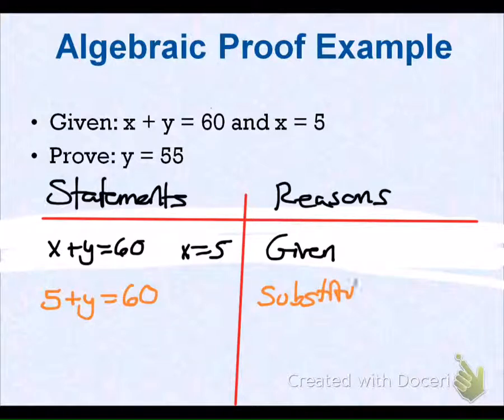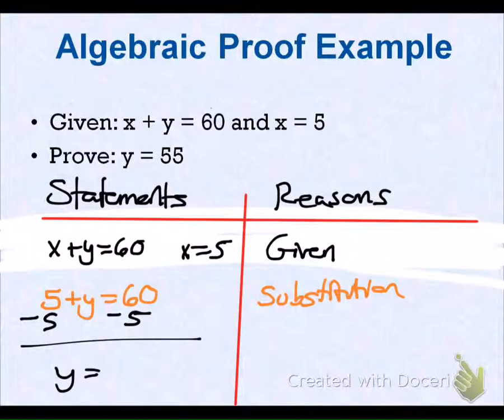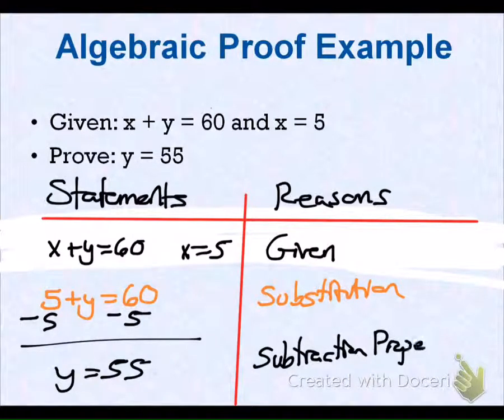Substitution, right? And then I want to prove y equals 55, so I need to get rid of that positive 5 on both sides. Subtract 5. And I was able to do that by the subtraction property. Okay? That's a perfectly good algebraic proof. You just solved an algebra problem giving every step along the way. Okay? We use substitution and we use subtraction property there.